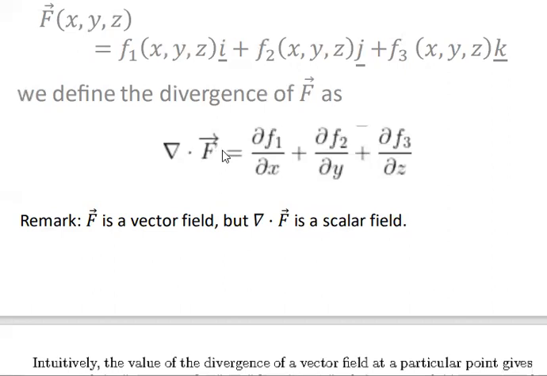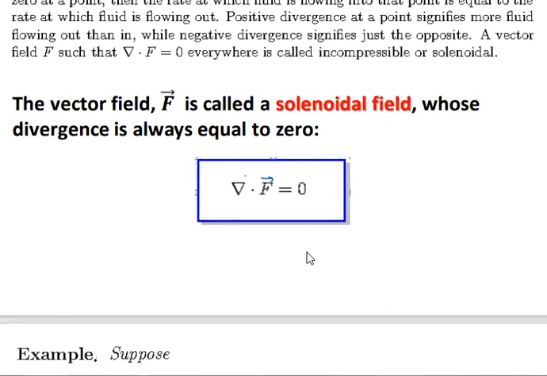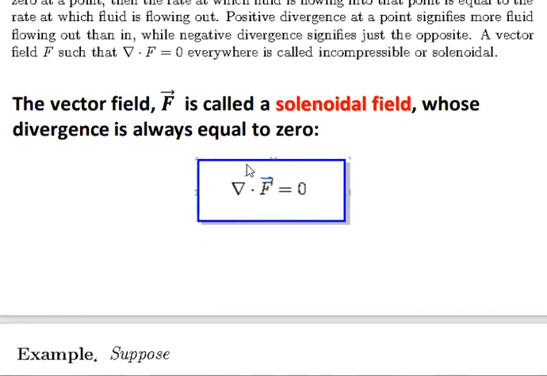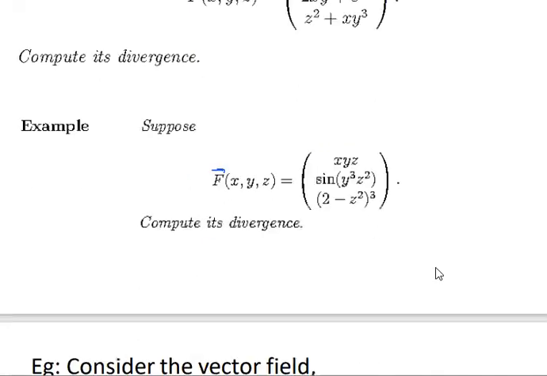if the rate flowing out is higher than flowing in, then you have a positive divergence. If divergence is negative, everything is sucked into that point. If the divergence is zero, the flowing in and flowing out are the same. So if you compute the divergence of a vector field and get zero at any point, that kind of field is called a solenoidal field.